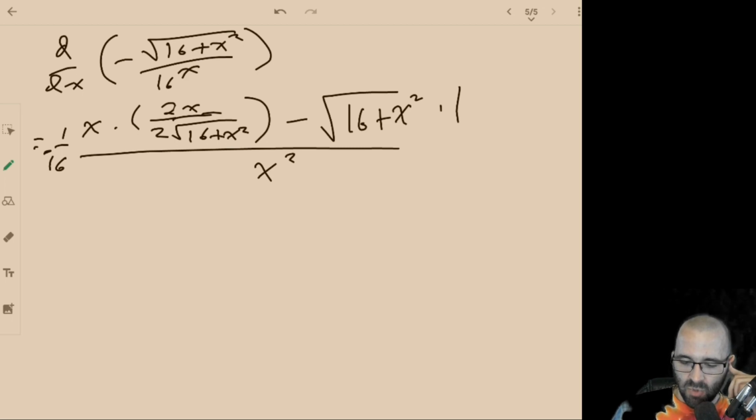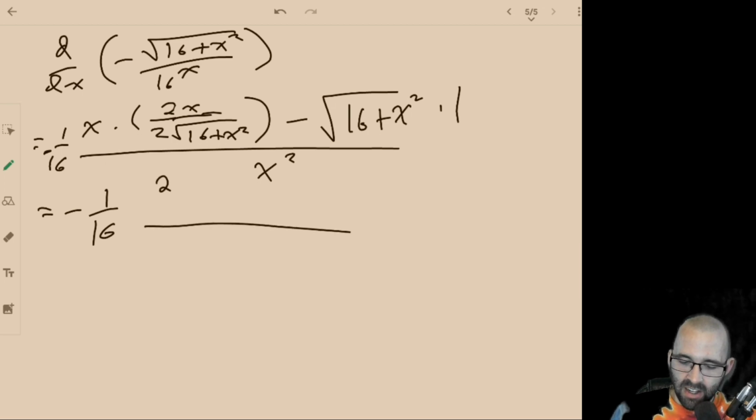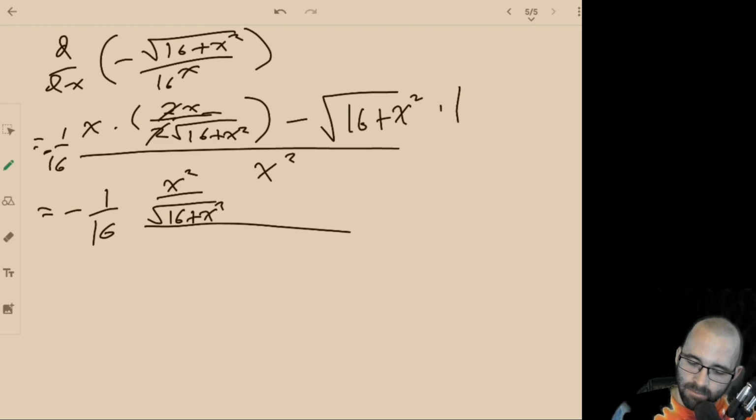Should be this. We're going to get an x squared on the first term. Hope this is right. So we get negative 1/16 times, becomes 2x squared. Well, the 2's are going to cancel, right? It's going to become x squared divided by square root of 16 plus x squared. Minus, this is just the square root of 16 plus x squared. And the denominator is just x squared. Yeah, I'm getting nervous.